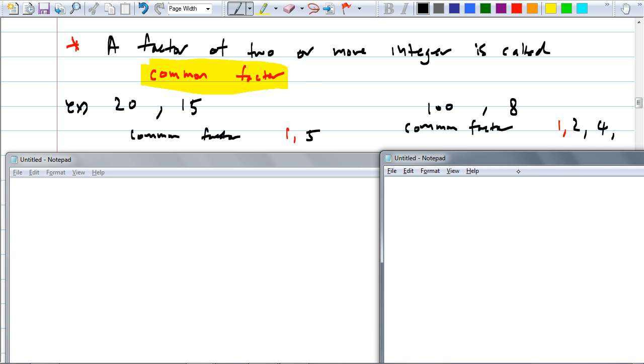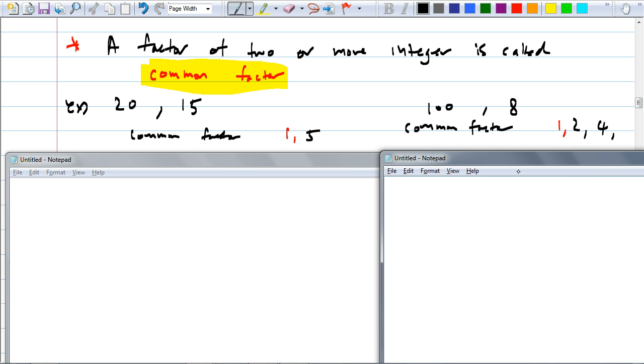But is this always easy to see common factors for 2 or more numbers? Not always. These are easy because these are nice small numbers, right? But if I give you some numbers that are kind of large, it's not so easy to see the common factors, right? So guess what we're going to try to figure out today?